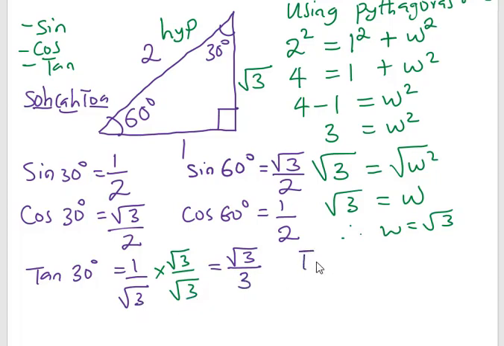Now let's solve for tan 60 degrees. Tan 60 is what? Opposite over adjacent. So opposite is √3 over adjacent is 1. Any number divided by 1 is that same number. So √3.